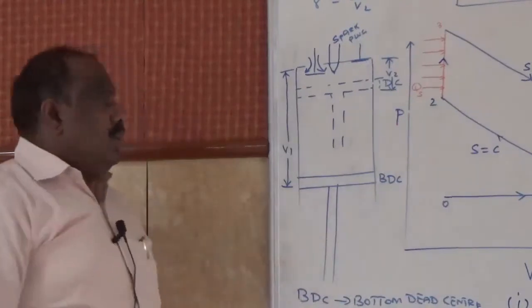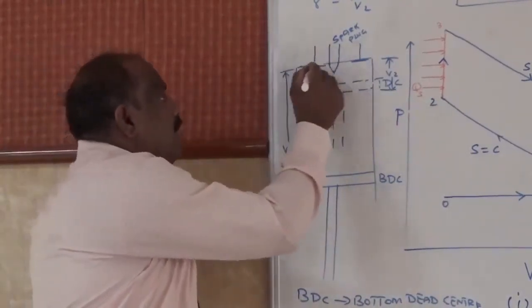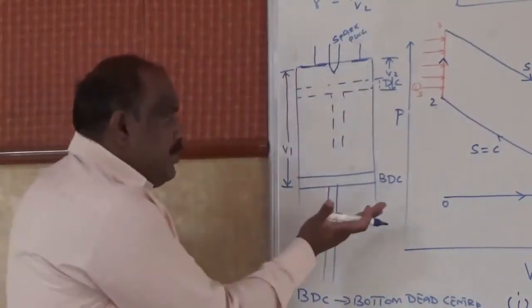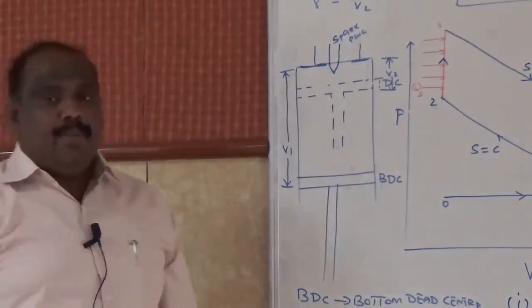And coming to the compression stroke, during this stroke, both the inlet valve and the exhaust valve remain closed. The piston will be moving from the BDC to the TDC, compressing the petrol air mixture.